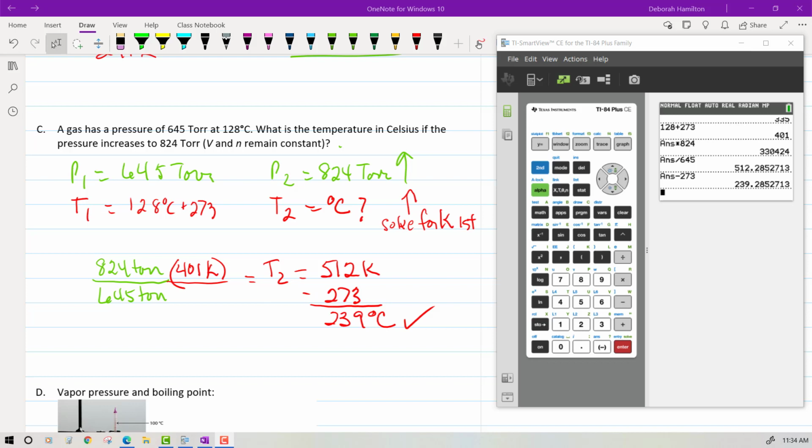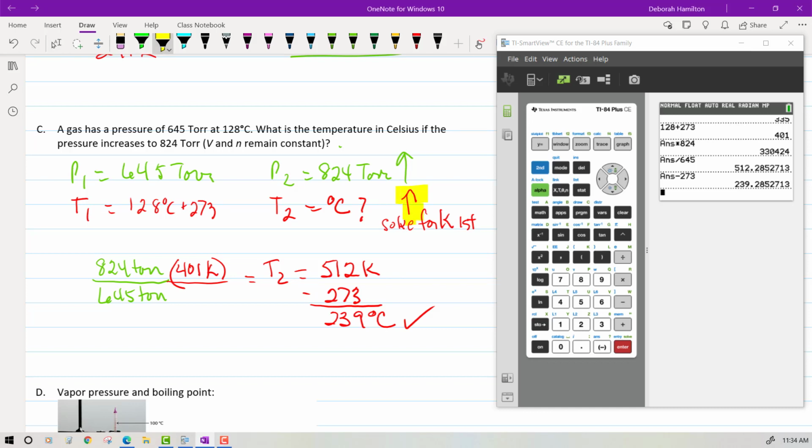I hope you're looking at your answer and checking your work here. My first pressure is 645. The second pressure is 824 torr, and it is increasing. So the temperature will also increase since this is a direct relationship, and you can see that by my arrow up over here, my prediction.